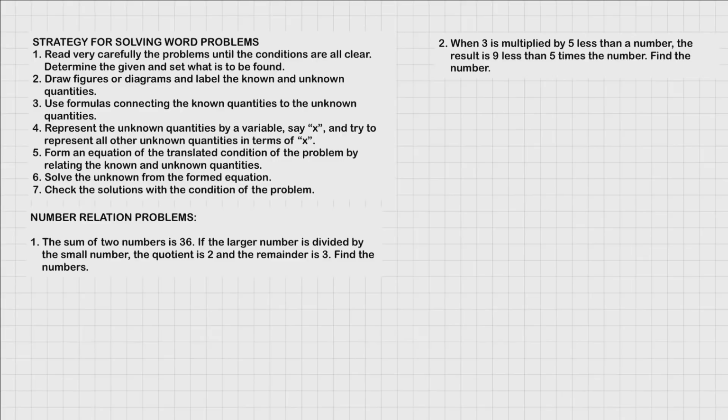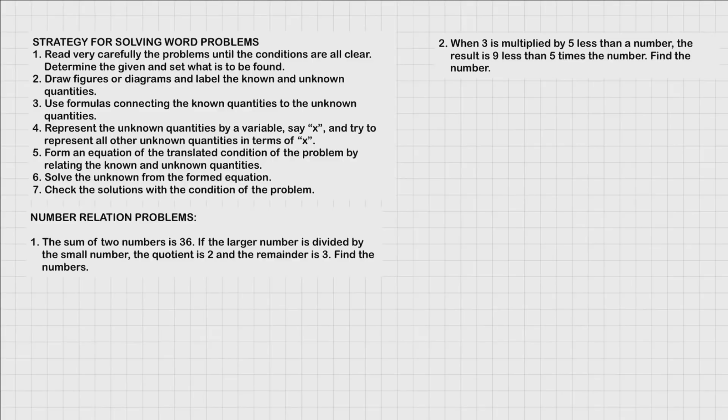Second step is to draw the figures or diagrams and label the known and unknown quantities. Third step, use the formulas connecting the known quantities to the unknown quantities. The fourth step, represent the unknown quantities by a variable, say x, and try to represent all other known quantities in terms of x. Fifth step, form an equation of the translated condition of the problem by relating the known and unknown quantities. Sixth, solve the unknown from the formed equation. And lastly, check the solution with the condition of the problem.